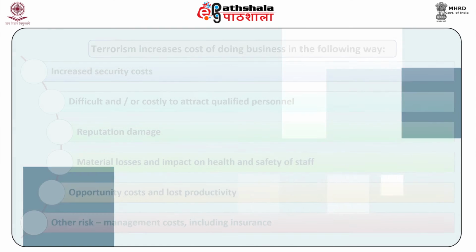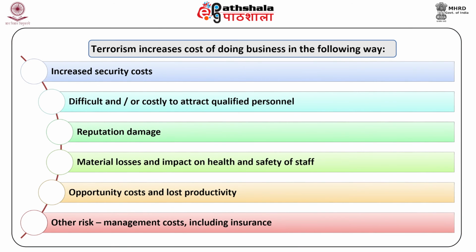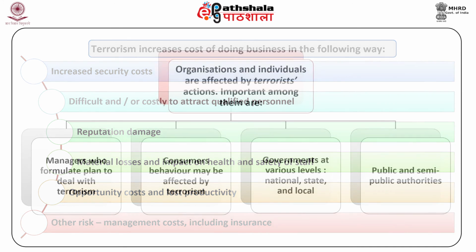Terrorism increases the cost of doing business in the following ways. First, increased security cost. Second, difficulty and or cost of attracting qualified personnel. Third, reputation damage. Fourth, material losses and impact on health and safety of staff. Fifth, opportunity cost and lost productivity. And sixth, other risk management costs including insurance.